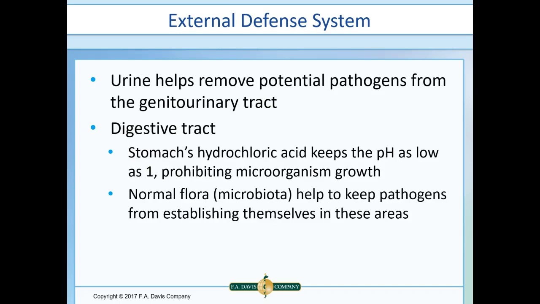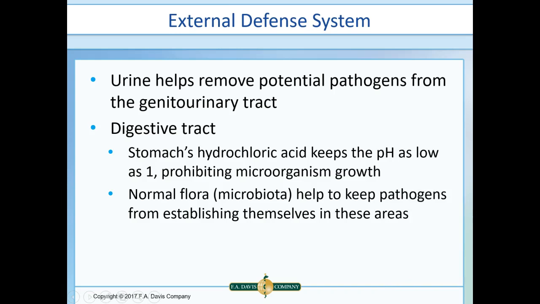Urine helps remove potential pathogens from the genitourinary tract as well. It helps flush pathogens away. So people that get recurrent urinary tract infections, they say to drink a lot of water and maybe a lot of cranberry juice, which will help bring some of the pH down to prohibit some of that growth.